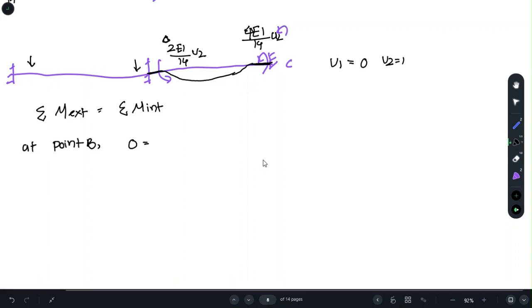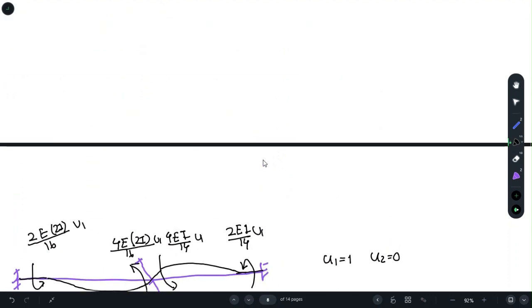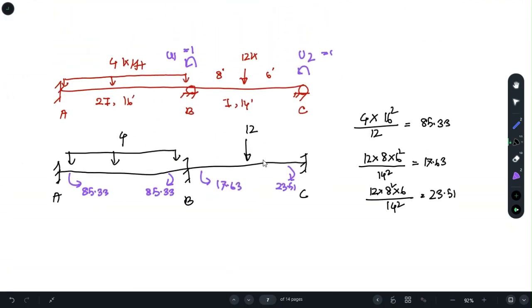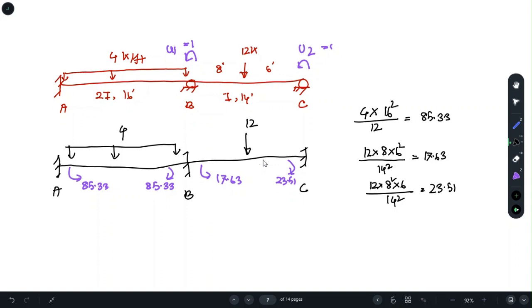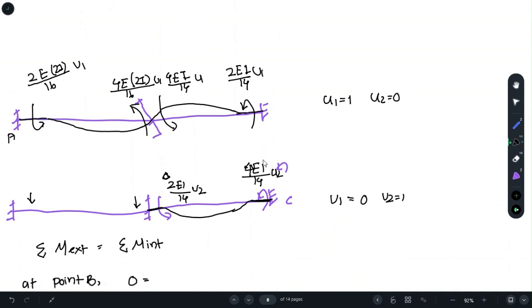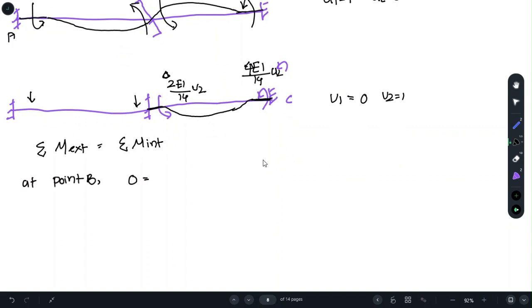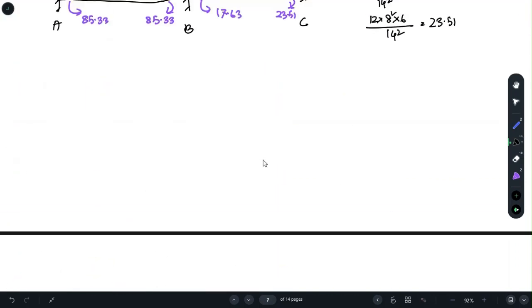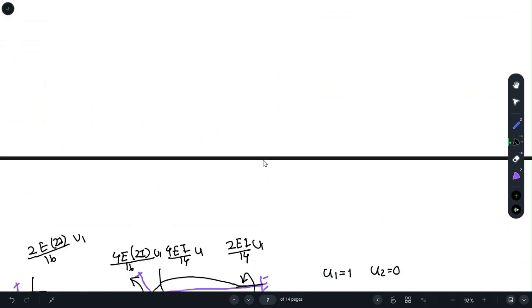So, were there any internal moments? Yeah, there were internal moments for the fixed end at point B. The internal moments are 85.33, which is clockwise so negative, and 17.60, which is anti-clockwise so positive, and a few other moments. So we have five moments at point B. First of all, the moment is negative 85.33.